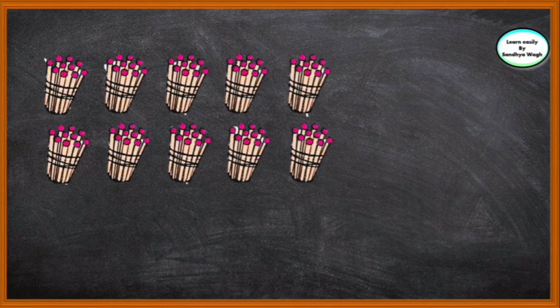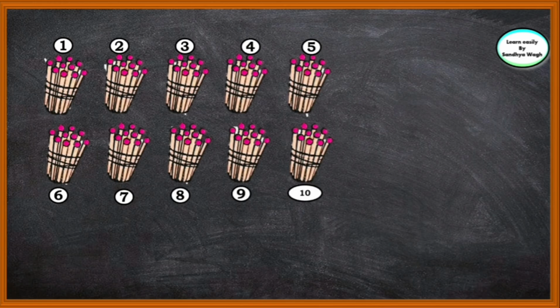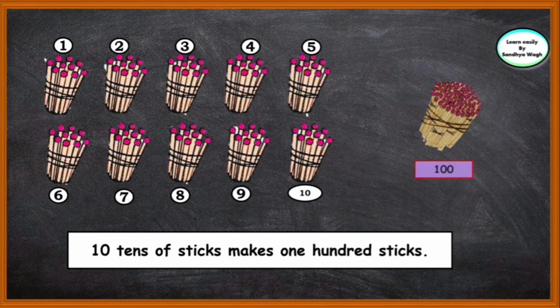Children, here are some bundles of sticks. Each bundle has 10 sticks. Now let us count how many bundles there are. 1, 2, 3, 4, 5, 6, 7, 8, 9 and 10. So children, there are 10 bundles of 10 sticks. So there are 10 tens. And children, you know that 10 tens means 100. So here 10 tens of sticks makes 100 sticks.